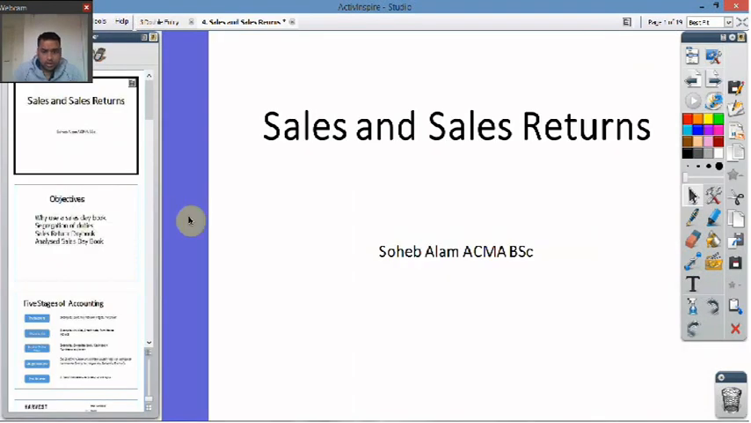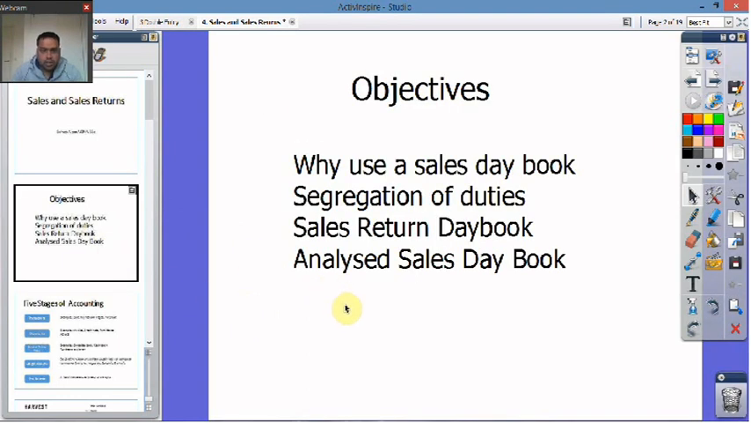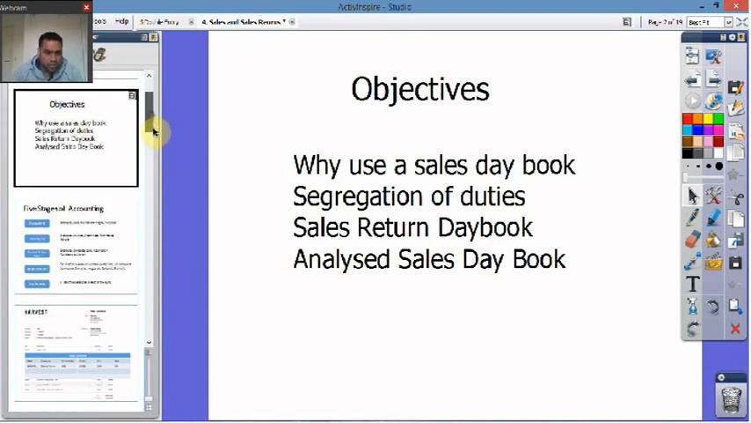Hello there viewers, and welcome to chapter 4. Today we're going to be looking at sales and sales returns, so let's get started. So why use a sales daybook? What is segregation of duties? Sales returns daybook, analyze sales daybook. These are the things that we're going to look at, and a comprehensive example at the end.